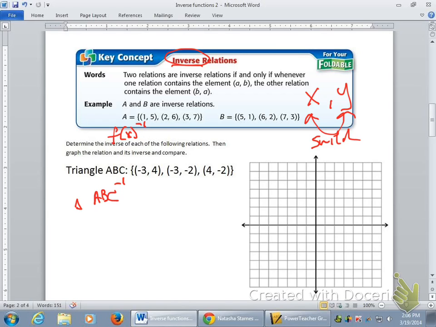All right? So anyways, help me with what these new points are going to be. Instead of the point negative 3, 4, it's going to be 4, negative 3. Good point. Instead of the point negative 3, negative 2, it's going to be negative 2, negative 3. Good. And instead of the point 4, negative 2, it's going to be negative 2, 4. So far, so good? Not difficult, right? All right. What I want to do is I want to graph these now.